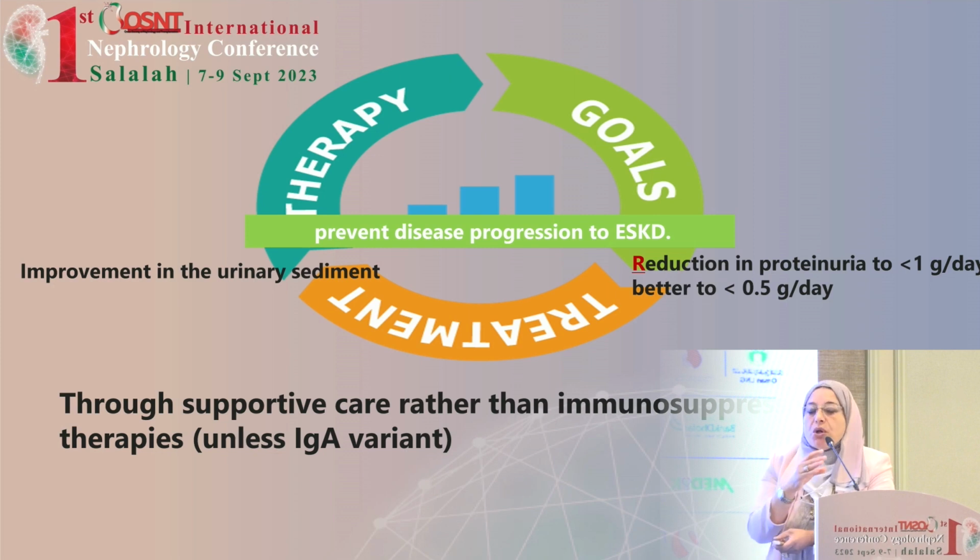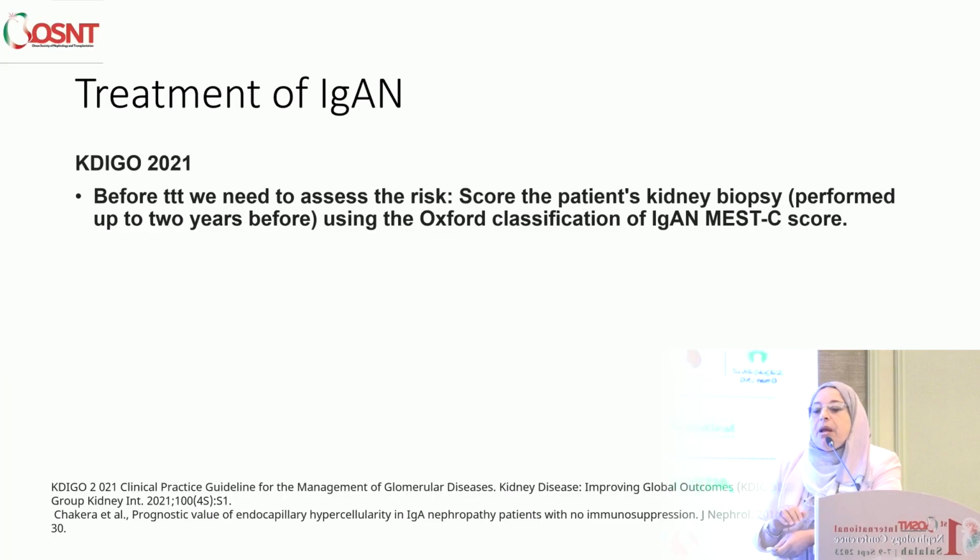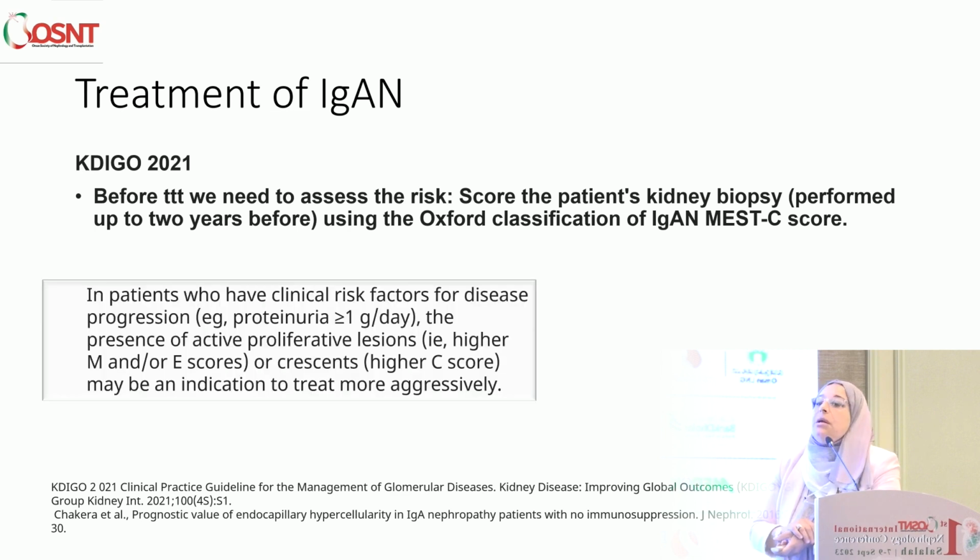It is better to treat through supportive care than immunosuppression, unless there is an IgA variant. According to KDIGO guidelines, they assess the risk for this patient, looking at proteinuria, hypertension, and eGFR, and then do a renal biopsy with the Oxford classification. Then we categorize the patient as high risk when there is proteinuria more than 1 gram and an active proliferative phase, so M1, E1, and maybe C. This already shows proliferative change, so we will be aggressive in treating this patient.